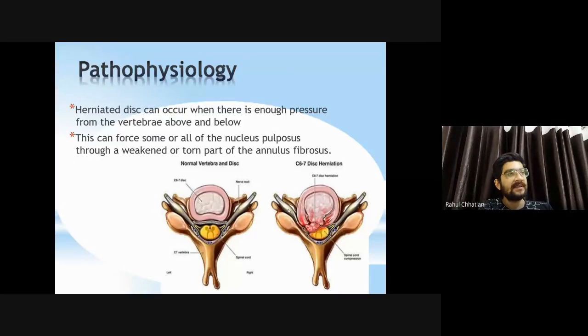Pathophysiology. A herniated disc may occur when there is enough pressure from the vertebrae above and below. The vertebrae do continuously put pressure from above and below. Second, this force can push the nucleus pulposus through a weakened or torn part of annulus fibrosus. In the surrounding ring, annulus fibrosus, wherever there is a weak part, the nucleus pulposus will move slightly to that side and break through annulus fibrosus and come out. Yes, that is more of the pathophysiology.